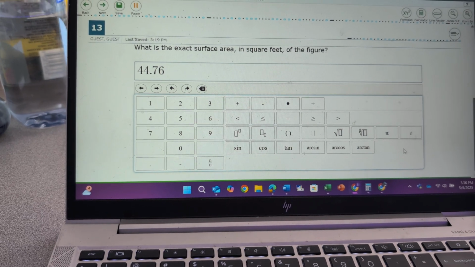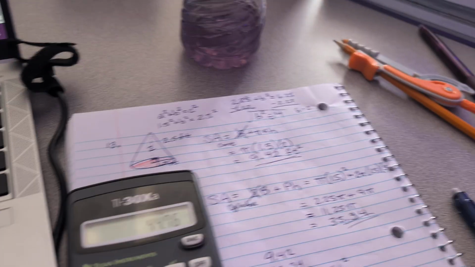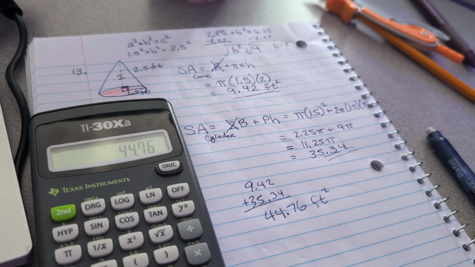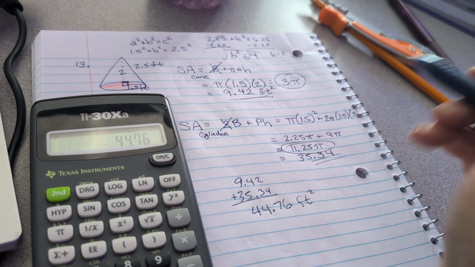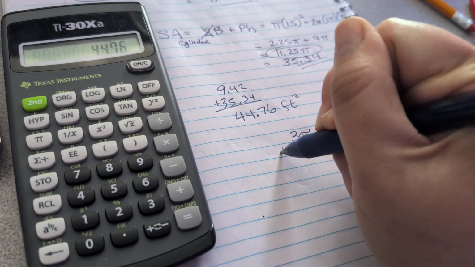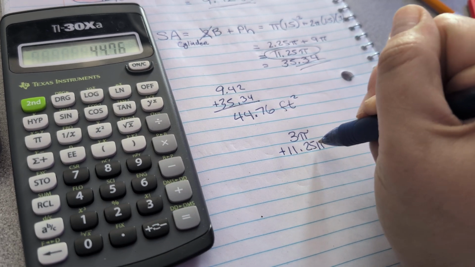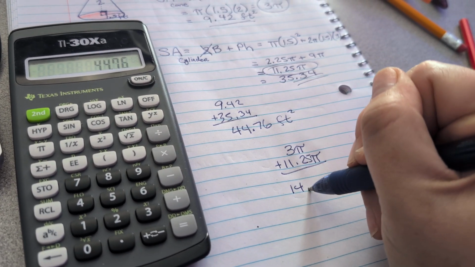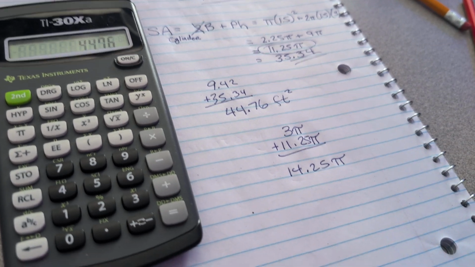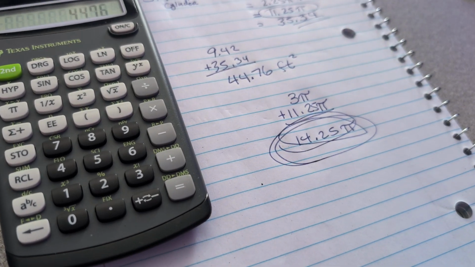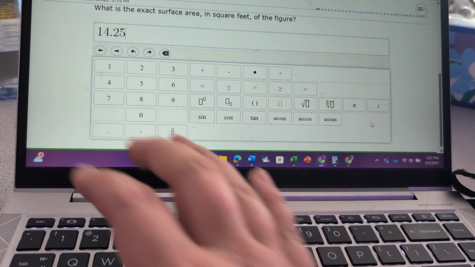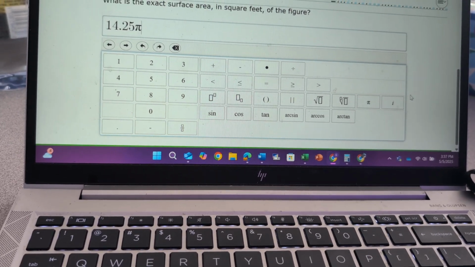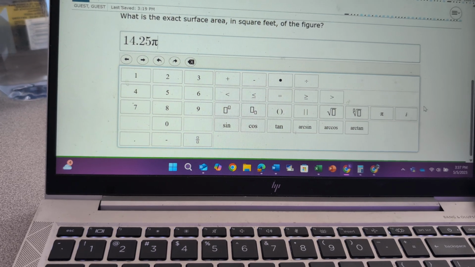They didn't actually say what to round to. So if we go back, we're going to put this in terms of pi. Remember that was 3 pi. If we add 3 pi, 11.25 pi, our exact answer would actually be 14.25 pi. So I'm kind of thinking that might be what they want. So let's put 14.25 pi, because to me, if you're saying exact answer, that is exact answer. That would have no rounding error on it. So that's probably what they're looking for.